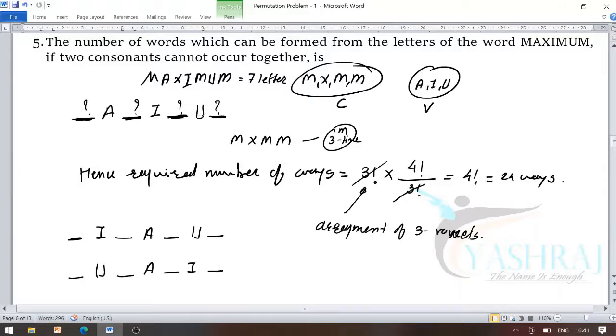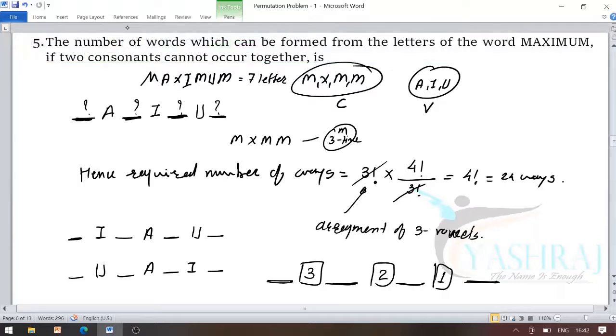There are 3 vowels, so we have 3 vacant places as per our assumption. The first place can be filled in 3 ways, the next place in 2 ways, and the last place in 1 way. That means 3 into 2 into 1, as per the multiplication principle. We have 3 factorial arrangements of the 3 vowels. And now to arrange the consonants in the vacant places, there are 4 consonants, so ultimately 4 factorial ways.